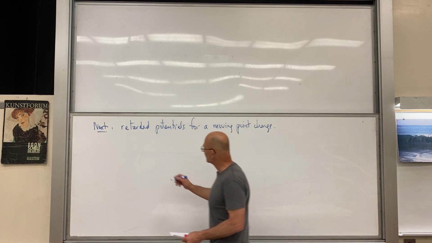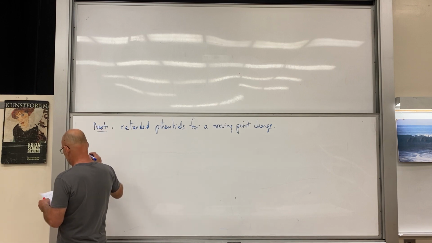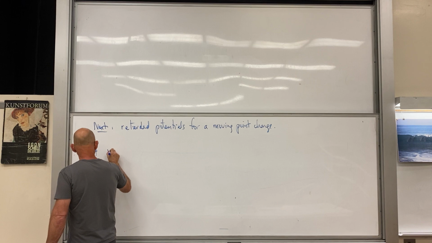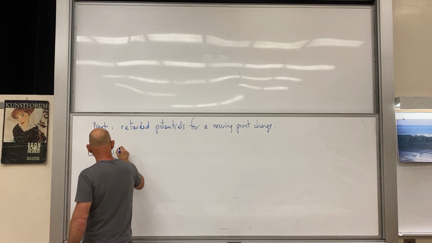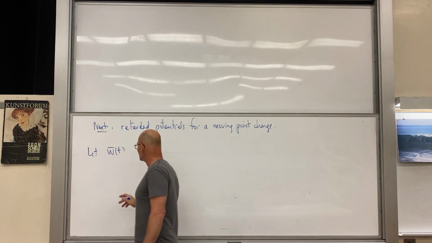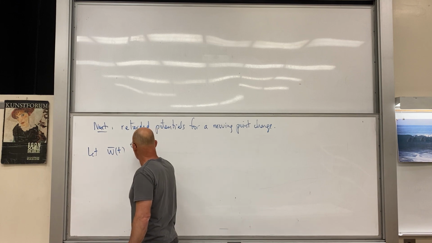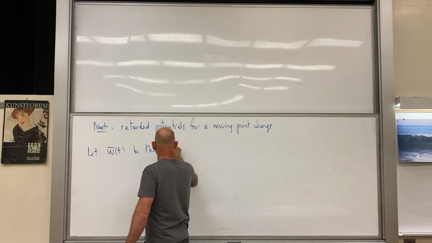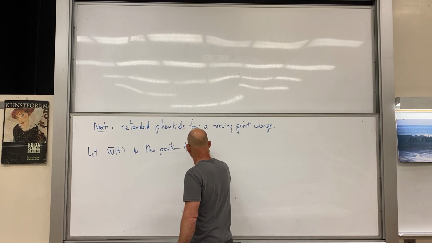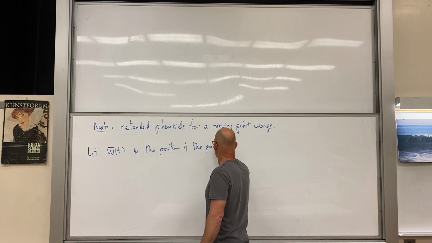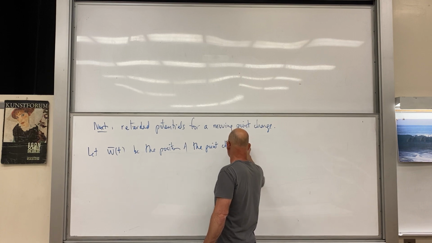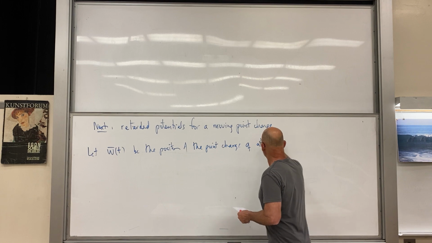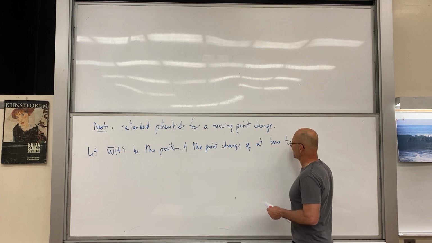Yeah, so I'm going to set up with a couple of designations. So let W of t be the position of our point charge. Point charge will be Q, Q at time t.